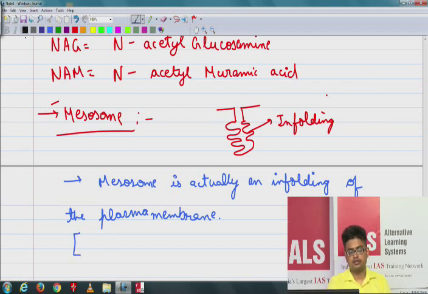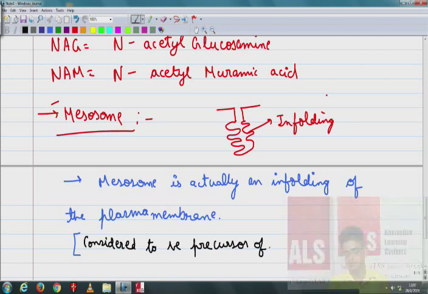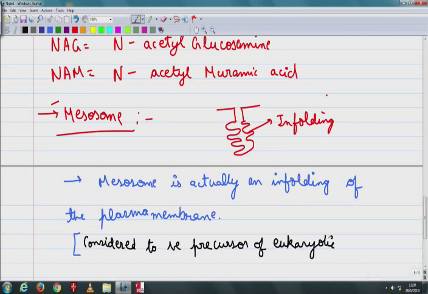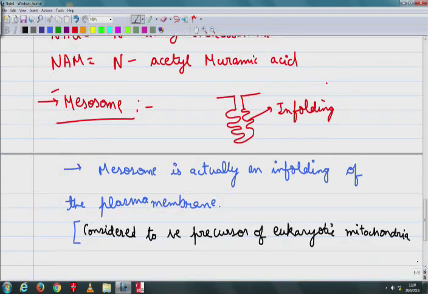It is considered to be the precursor of eukaryotic mitochondria, because they also have membrane-like structures on the inside. Mitochondria and chloroplast.